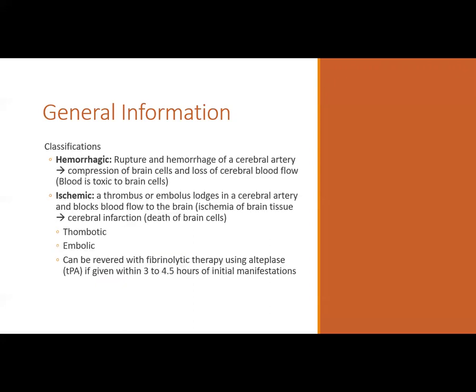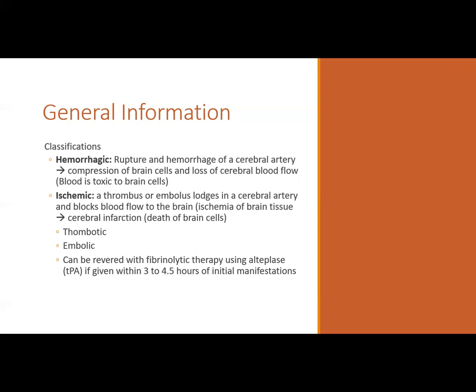Like I said before, we've got a hemorrhagic and ischemic stroke. A hemorrhagic stroke usually results from a rupture and hemorrhage of the cerebral artery, so compression of brain cells and loss of cerebral blood flow. And remember, blood is toxic to the brain cells.